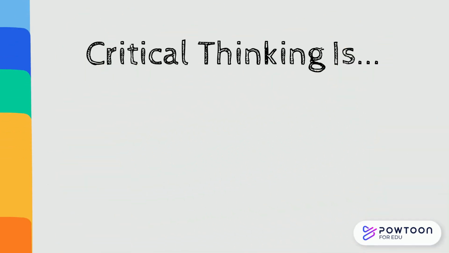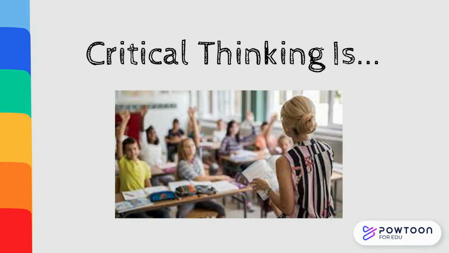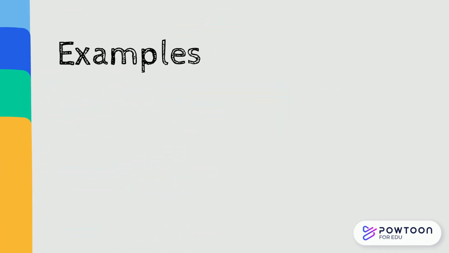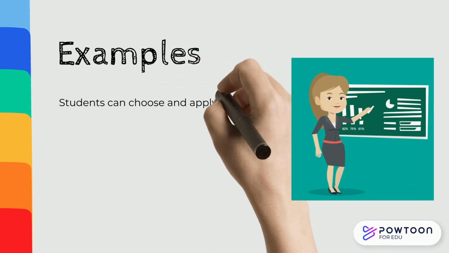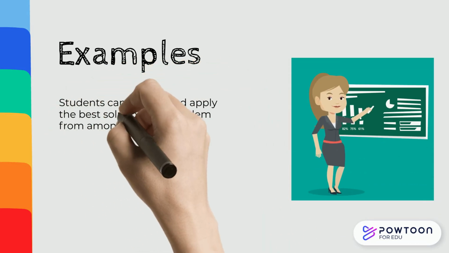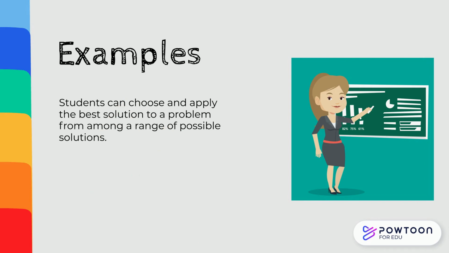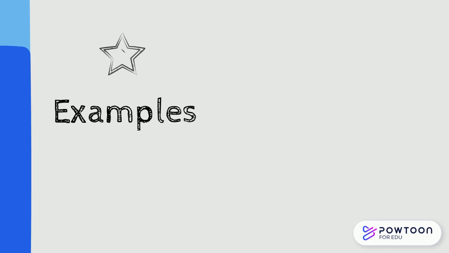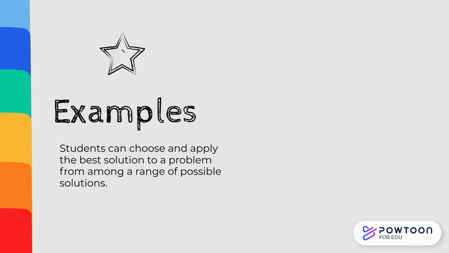The first question will help make explicit the type of knowledge and skills students need to be successful in your field. My discipline is teacher preparation, and one way students need to demonstrate critical thinking in my field is to know a variety of strategies and then choose the most effective strategy to apply in a given situation. So my learning outcome becomes, students can choose and apply the best solution to a problem from among a range of possible solutions. That's an improved outcome, and it may actually apply to a number of disciplines.